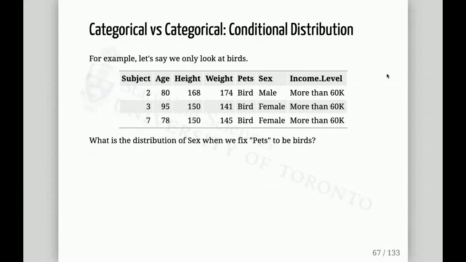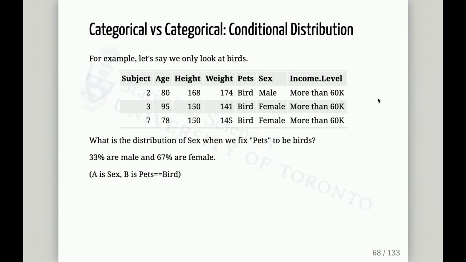The conditional distribution of A given B is the formula A and B divided by just B. This is going to look super abstract at this point, but let's go into examples. Let's say we only look at birds. I filtered the table to only show birds. What's the distribution of sex when we fix pets to birds?